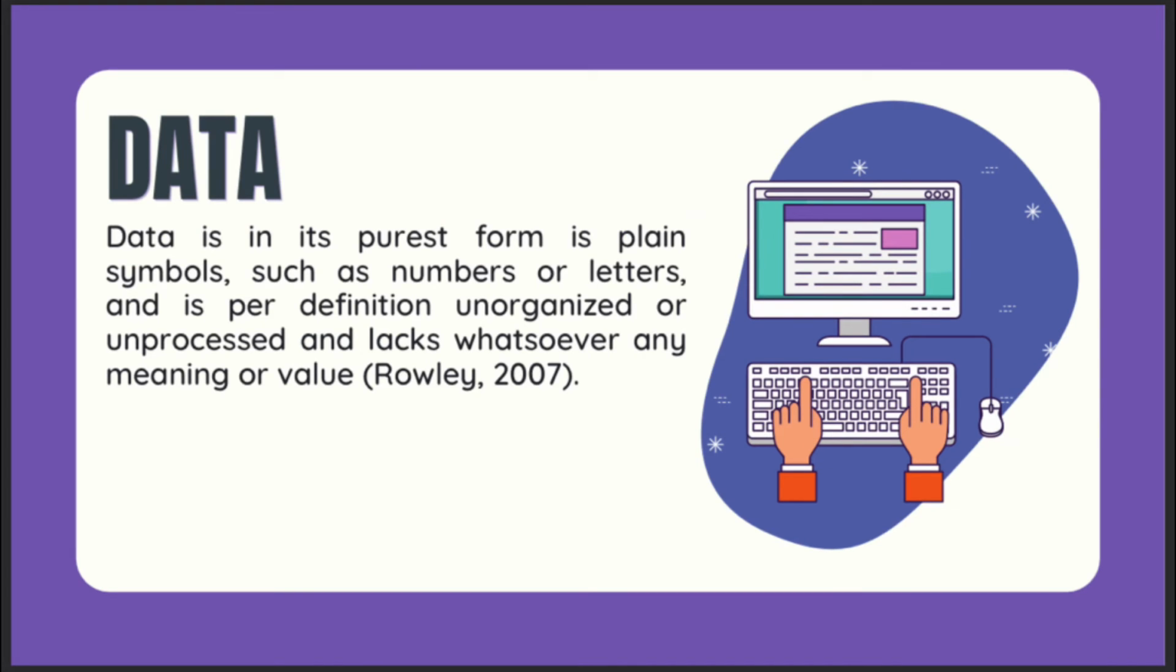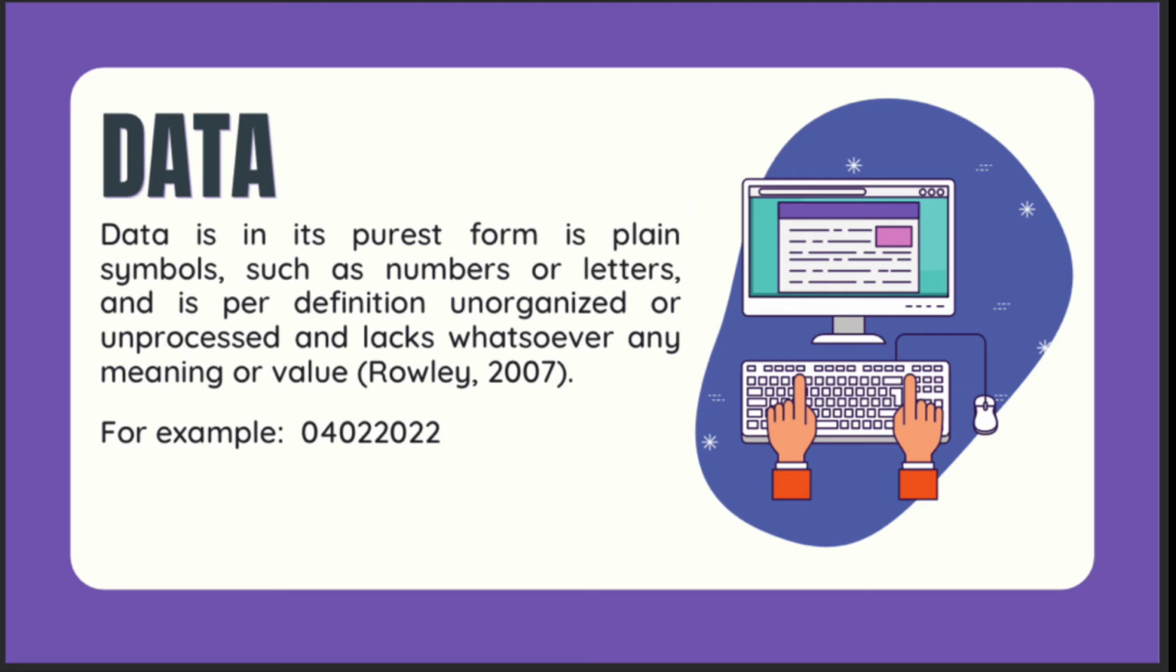To expound more, data. Data is the lowest element of the DIKW pyramid. Data, in its purest form, is plain symbols such as numbers or letters, and is by definition unorganized or unprocessed and lacks any meaning or value, according to Rowley 2007. However, without context, data can mean little. For example, 04022022 is just an ordinary sequence of numbers without apparent importance.